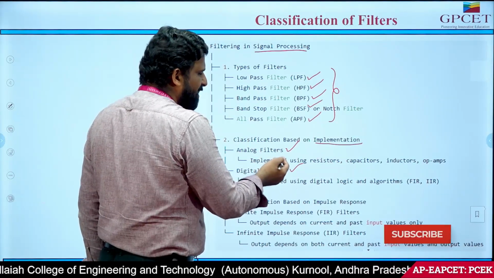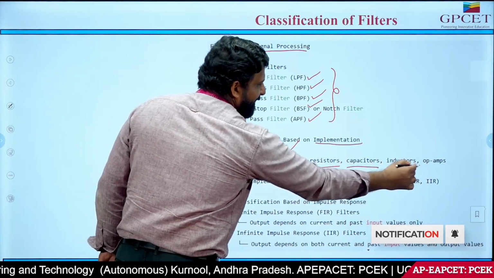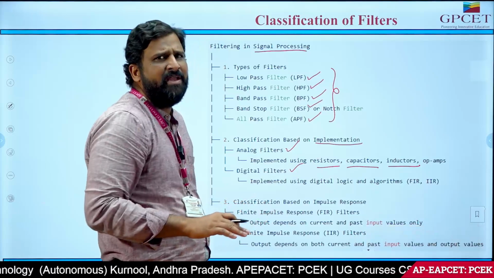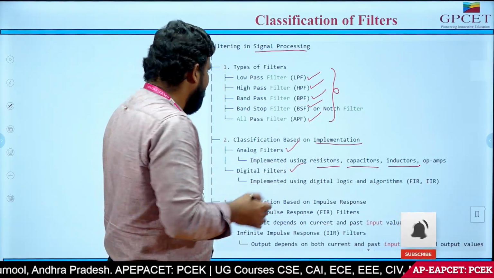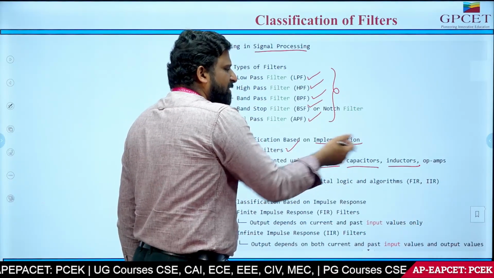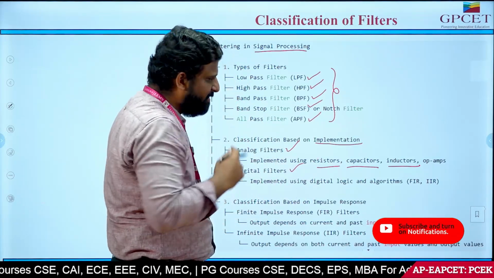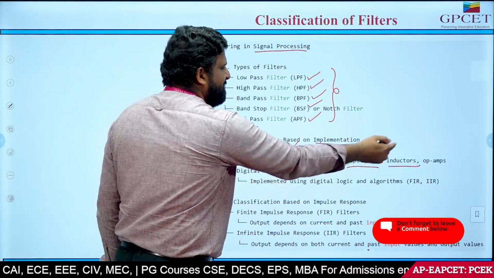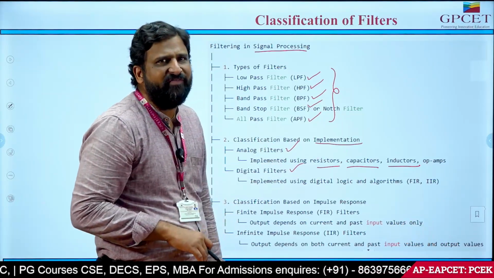How is this implemented for an analog filter? It is implemented using resistors, capacitors and inductors, op-amps, some different types of devices. If that particular filter is implemented with different types of active and passive components like resistors, capacitors, inductors and op-amps, that type of filter is said to be an analog filter.